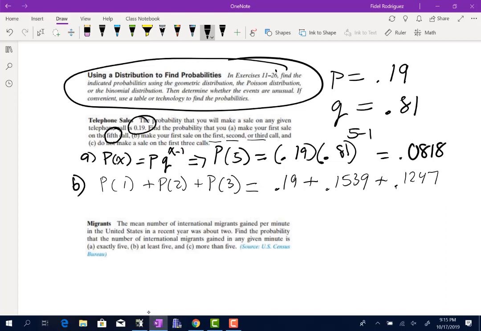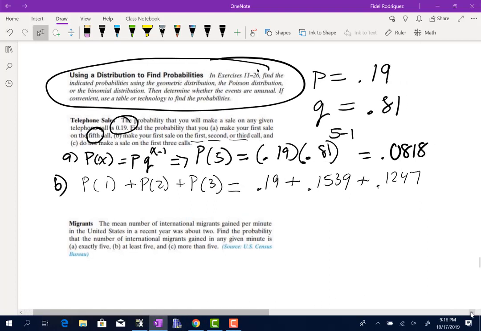0.1247, right? And then what are we going to do with those numbers now, guys? Add them all up, right? Okay, so let's go ahead and do that. So let's see. 0.19 plus 0.1539 plus 0.1247. 0.4686. Good. Okay, so let me see if I can move this a little bit to my side.